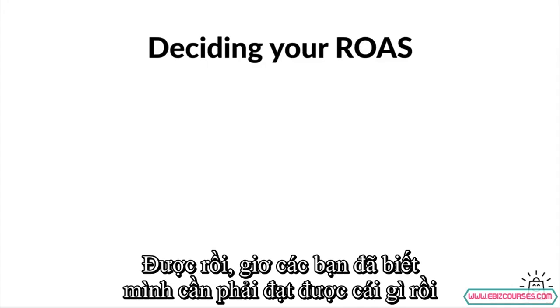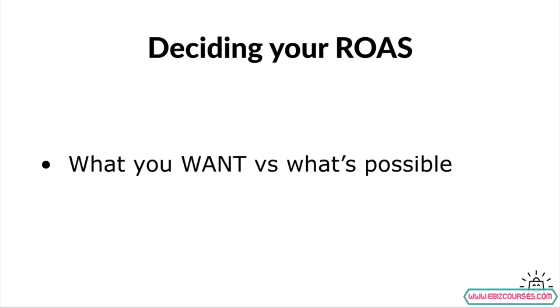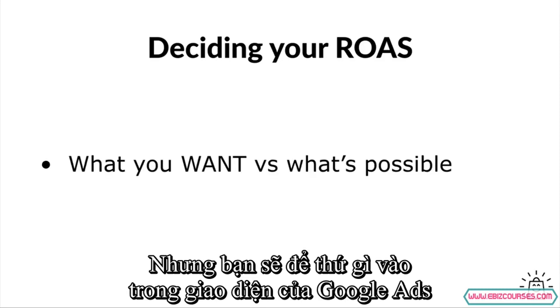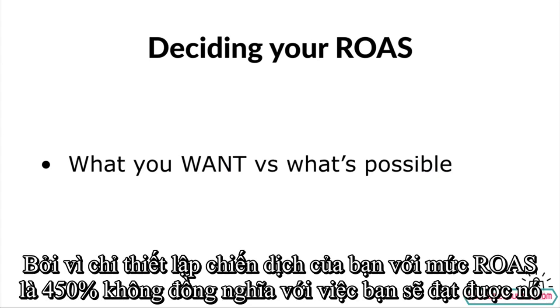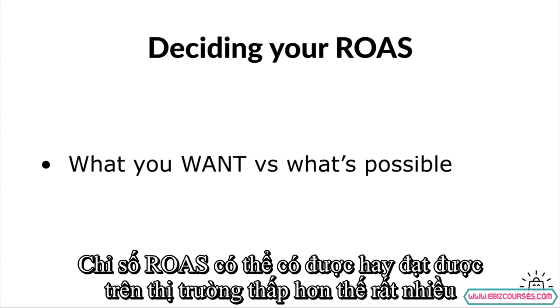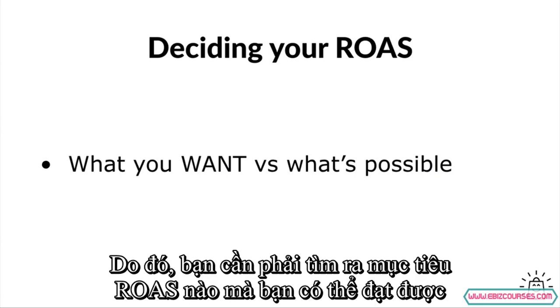Okay, so now you know what you have to hit. But what are you going to put in the Google Ads interface? Because there's a difference between what you want to hit, meaning you take the break-even and add some percentage points, versus what is possible. Just setting your campaigns to 450% ROAS doesn't mean that you will automatically achieve that goal. It could be that the actual ROAS that's achievable in this market is a lot lower. So you need to figure out what ROAS you can hit.